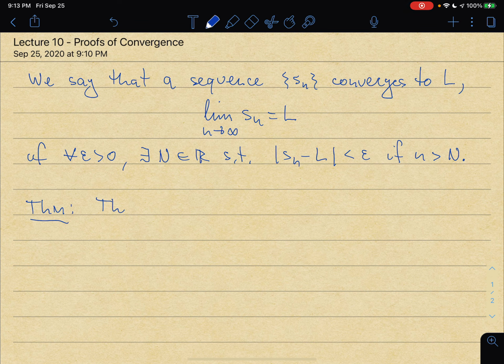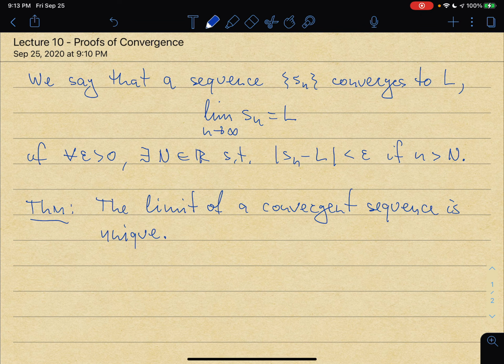The limit of a convergent sequence is unique. What this means, this is just a fancy way of saying that if a sequence converges, it can only converge to one number and not two.